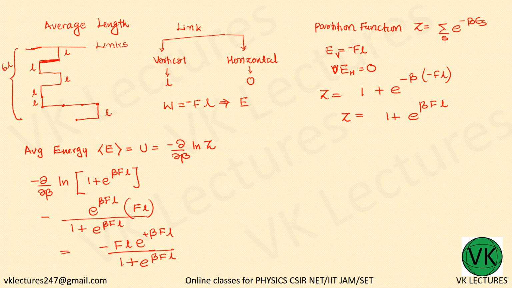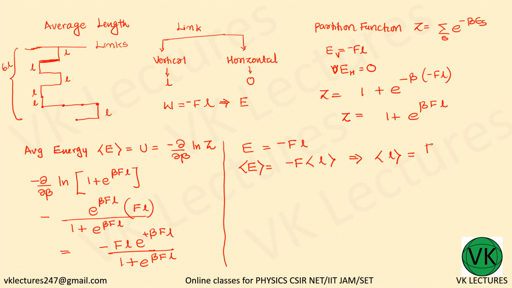So we have seen that energy E is equal to minus FL. Now the average energy E is equal to minus F, because the force is constant, into the average of the length L. Now from this you can write the average of the length L is equal to the average E by the force. We can put a minus sign, that is equal to minus U by F.